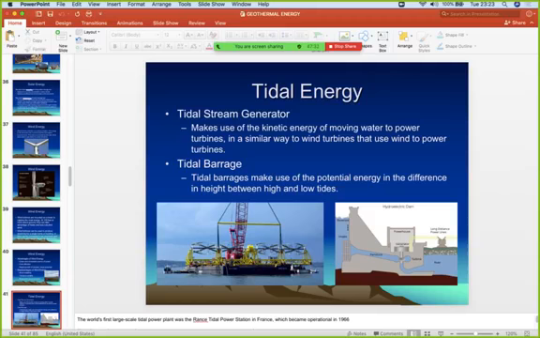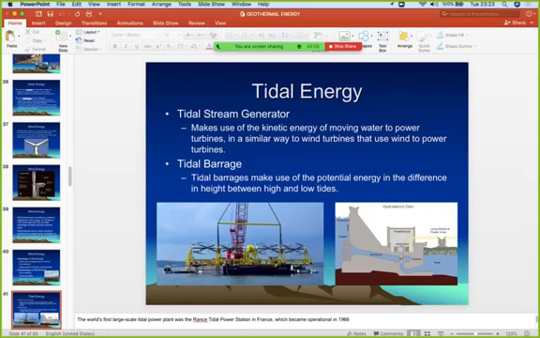So after the wind energy, we have the tidal energy. We know already the form of tide, like water falling down. So that's a form of tidal. We have the tidal stream generator. There is one island that discovered this kind of technology, and they put up a tidal stream generator along the shoreline.